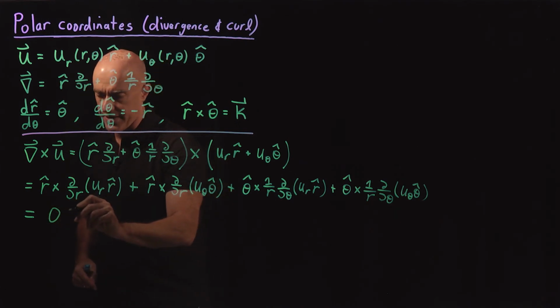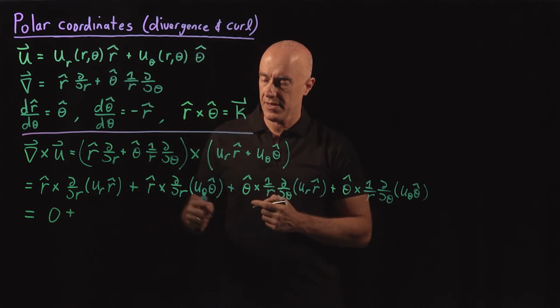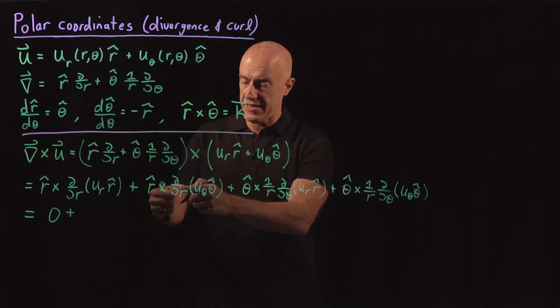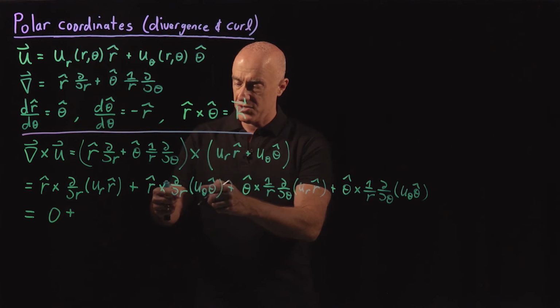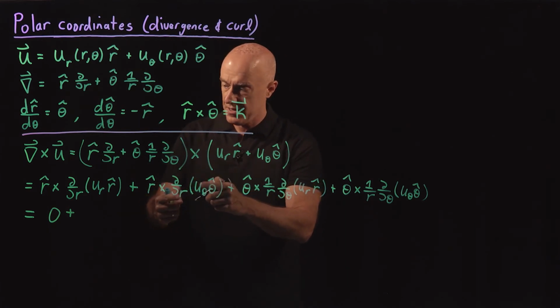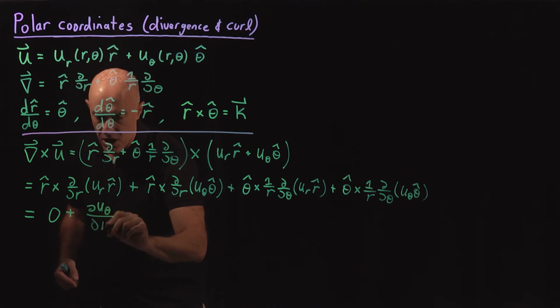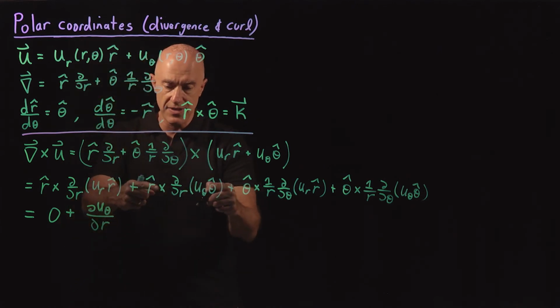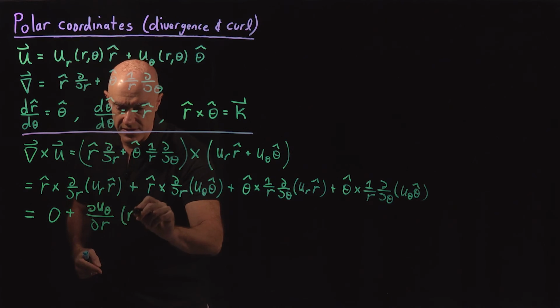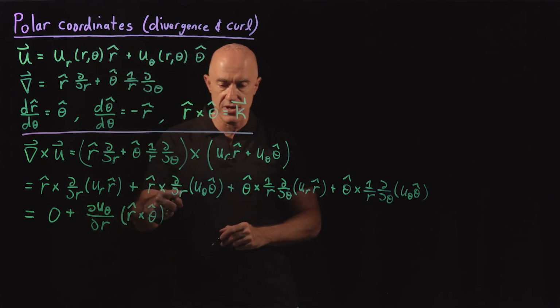So that's term 1. Okay, what about term 2? Again, theta hat is independent of r. So this derivative only acts on u_theta. So we have plus du_theta dr. And what we have left is, I'll just write the unit vectors, r hat cross theta hat. Okay, that's the second term.